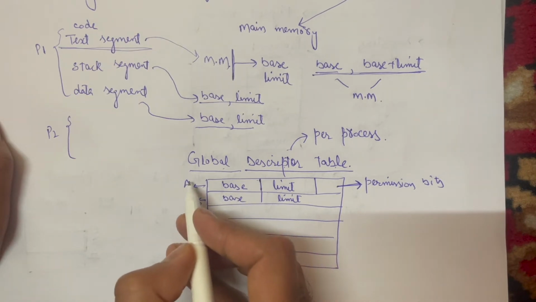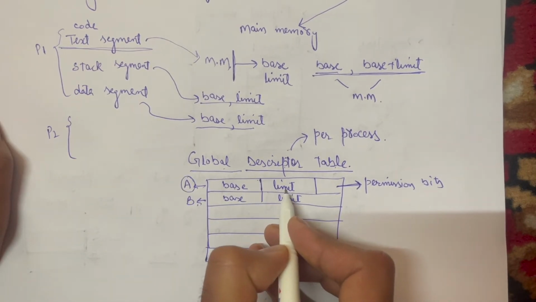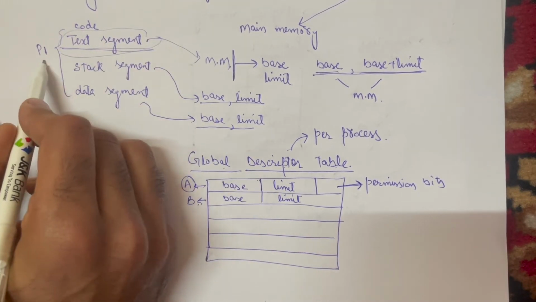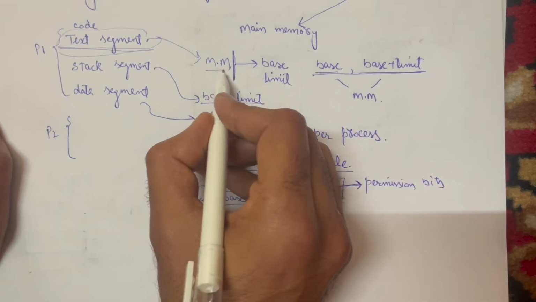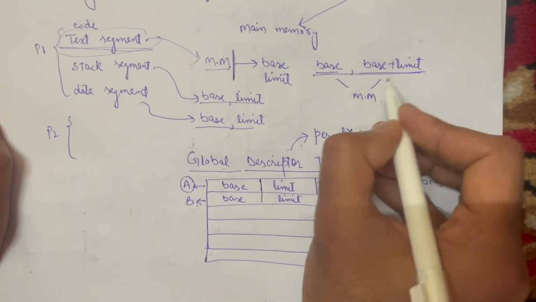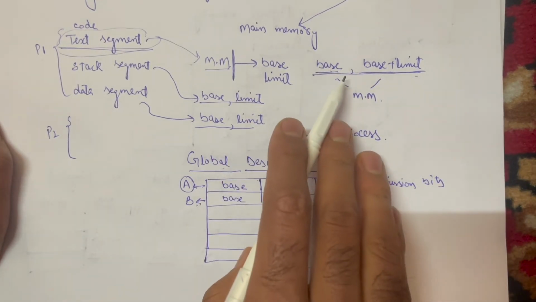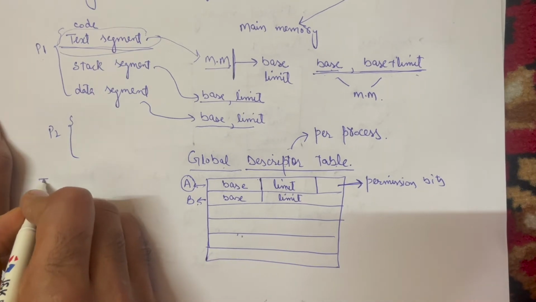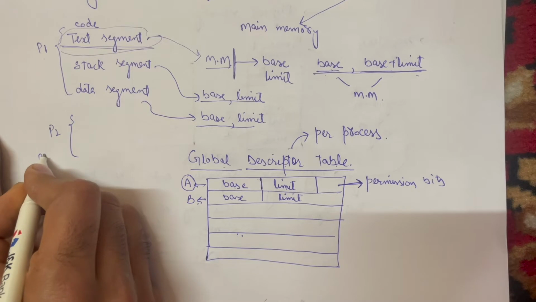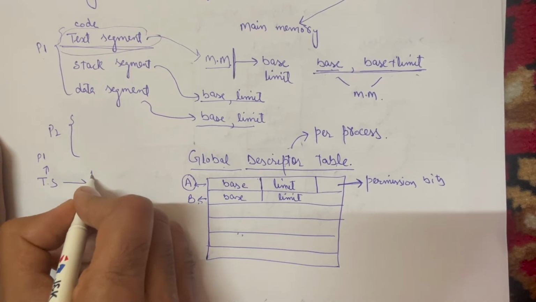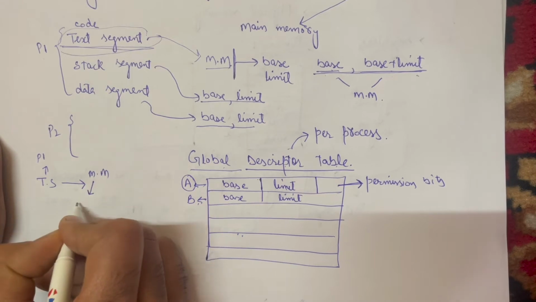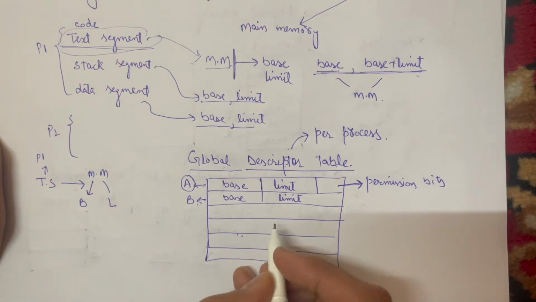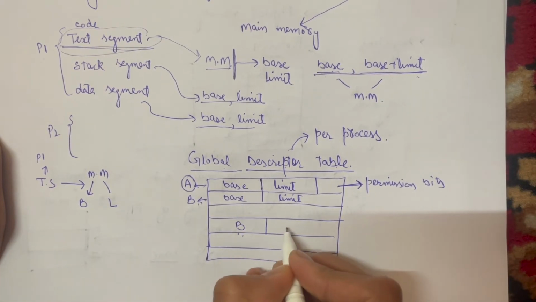Okay, so at address A, we are storing base and limit. But whose base and limit? For example, if text segment of process P1, I am storing at some memory location and its base is base and limit is limit, then I will store this base and limit into the global descriptor table. So let's suppose text segment of process P1, I am storing into the main memory and the base address is B and the limit is L. I will store this particular entry here, base limit.